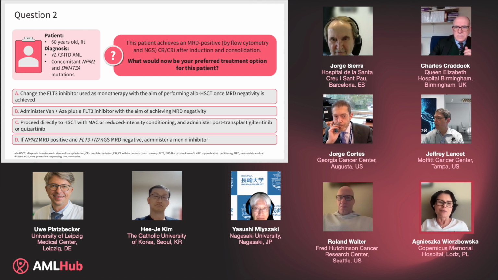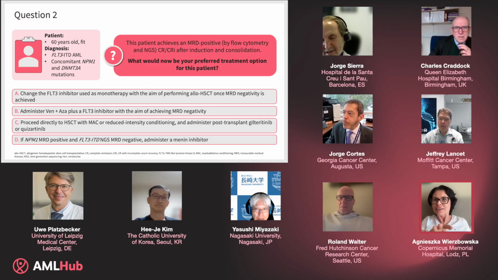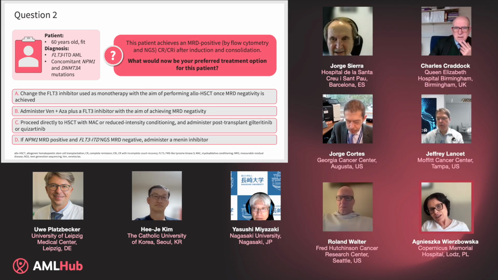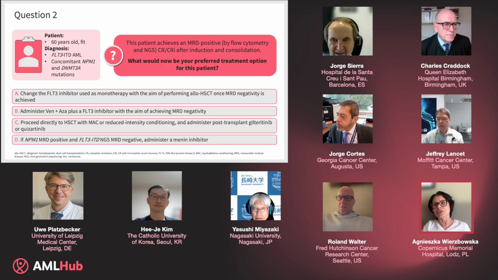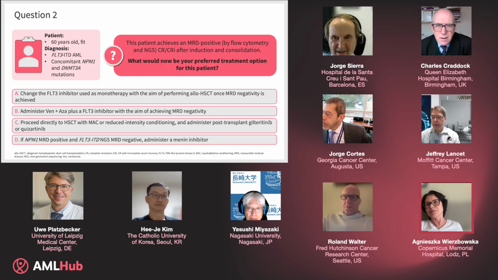So from my point of view, there's still an open question regarding the selection of the optimal post-transplant maintenance with FLT3 inhibitors available. And in my opinion, gilteritinib has the most convincing evidence regarding FLT3-ITD disease, but this is still an open question, and also a medical need for clinicians: how to select the optimal post-transplant maintenance. Thank you, Agnieszka. I think we agree.